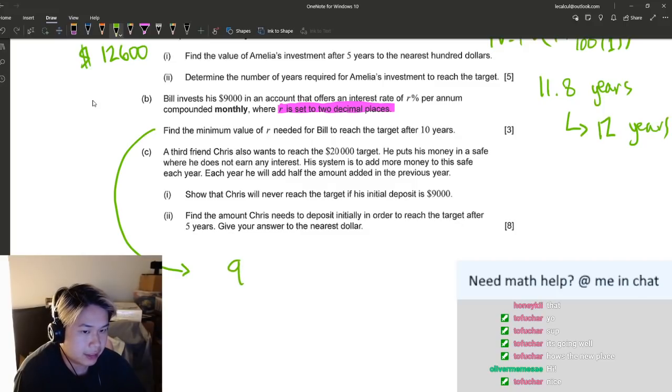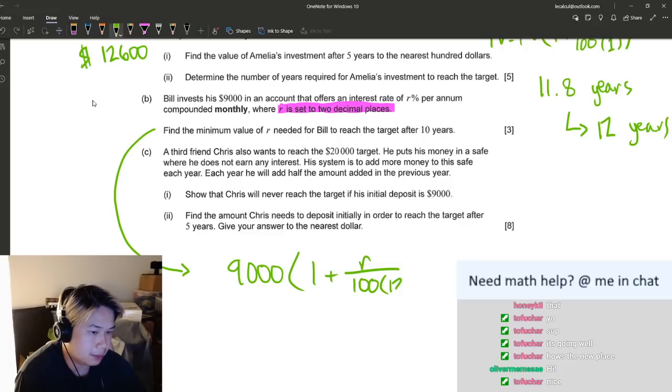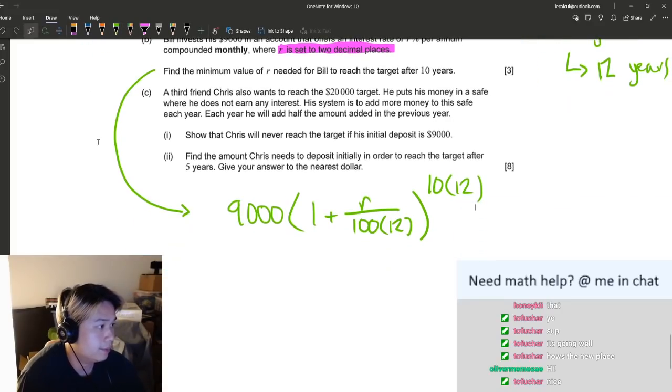Okay, so his function is 9,000 times (1 plus R divided by 100 times 12). And because we know that he's going to invest for 10 years, T is 10 times 12. So we're going to do the exact same thing. We're going to graph this, and now my x variable will represent R. And then I find the intersection with 20,000.